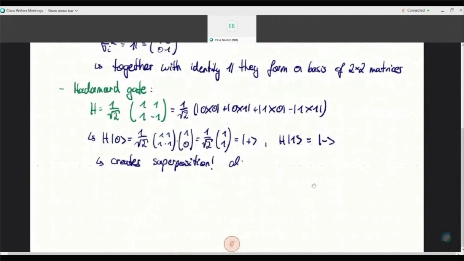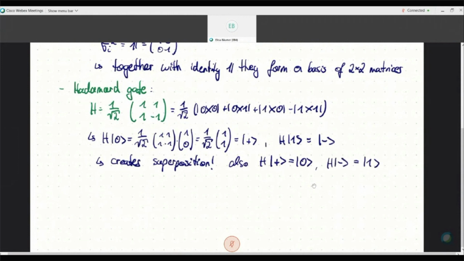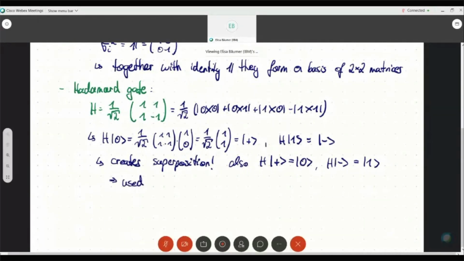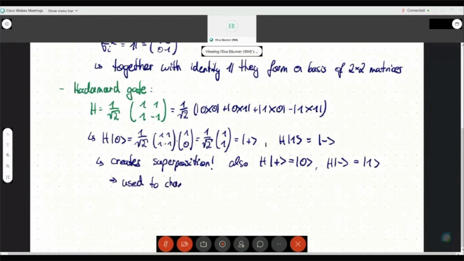Something else that holds is that if we apply the Hadamard gate to the state plus, we'll get the 0 state. And if we apply it to the state minus, we will get 1. So we're actually going back and forth. If we apply it to state 0, we get plus. If we apply it to state plus, we go back to 0. And the same with the 1 state and the minus state. So we can use this to change between the different bases.